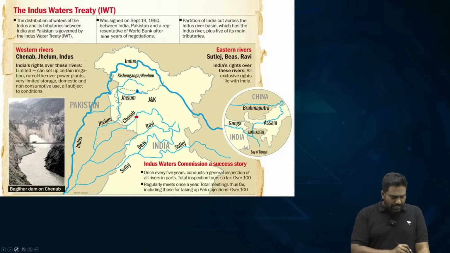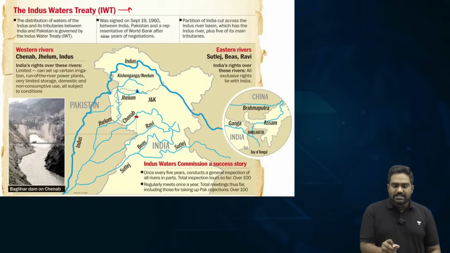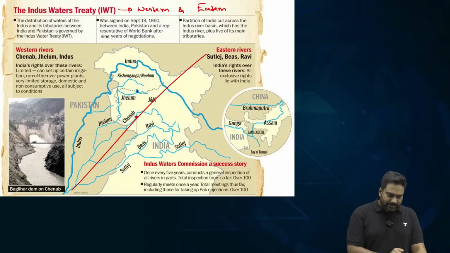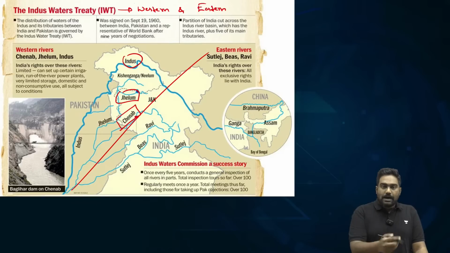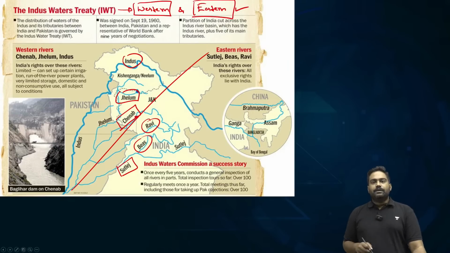Now this is where you should understand the provisions of the Indus Water Treaty. How does it share the waters? It divides the Indus basin into western and eastern rivers. You can see here in the map, it divides the drainage basin into western and eastern rivers. Indus, Jhelum and Chenab become part of the western rivers. Ravi, Beas and Satluj become part of the eastern rivers.